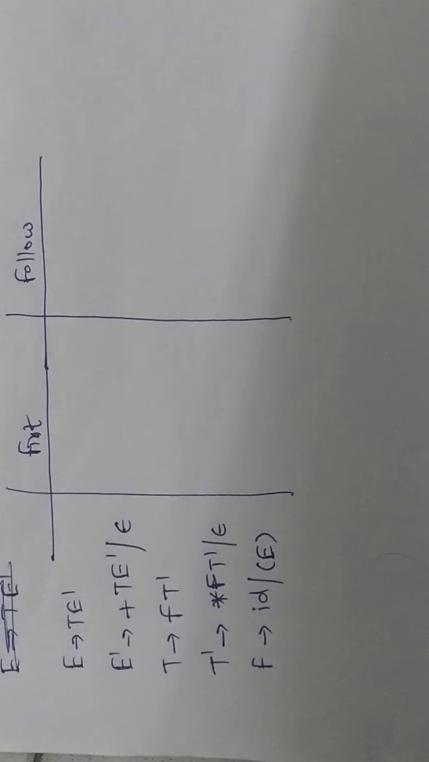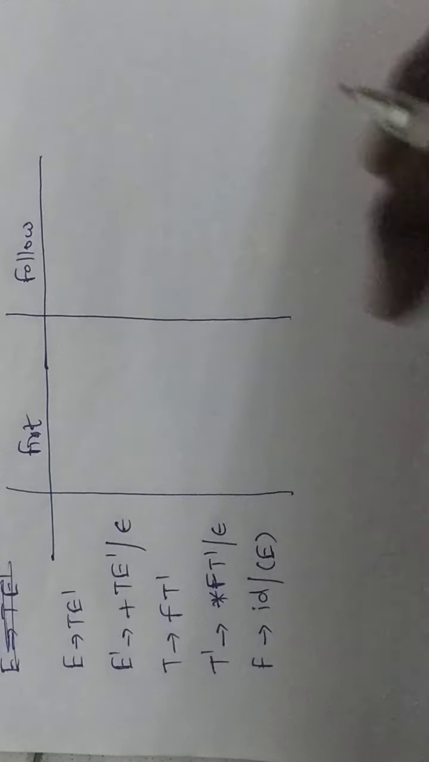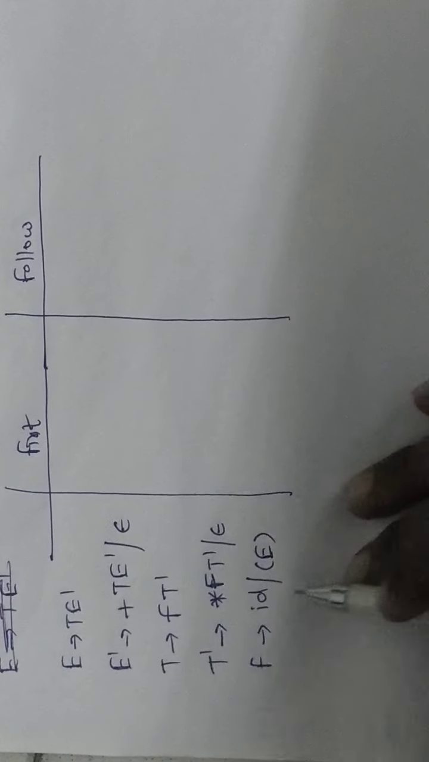Dear students, now we will see what the first and follow functions are for this particular grammar. There are 5 productions and 5 non-terminals: E, E dash, T, T dash, and finally F. Now you have to find out the first, what is the first of F?